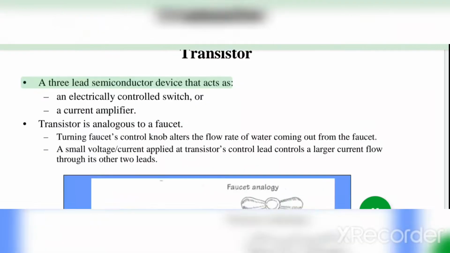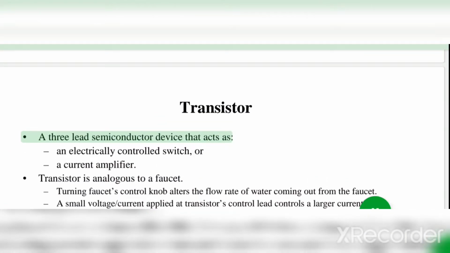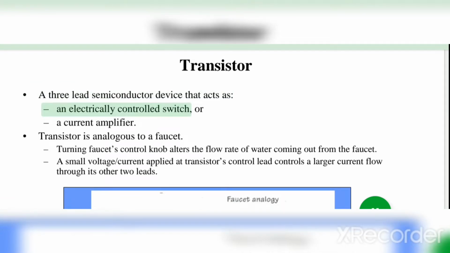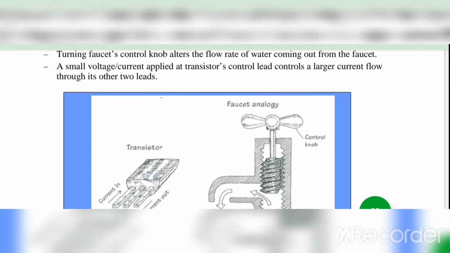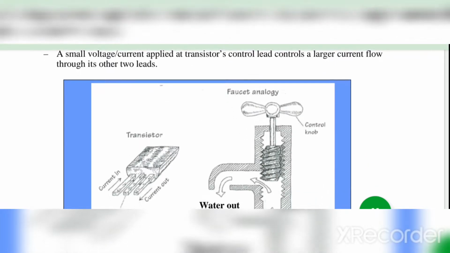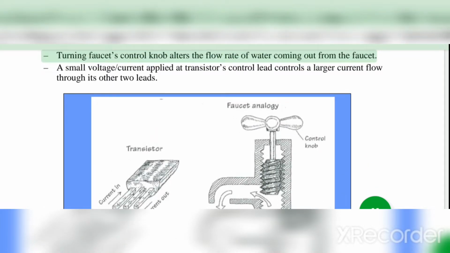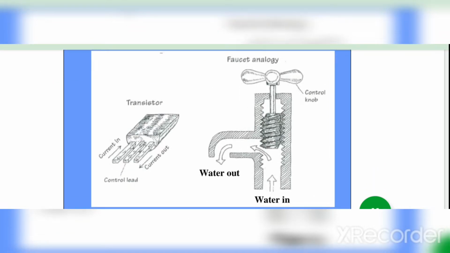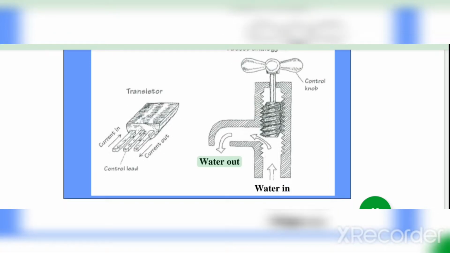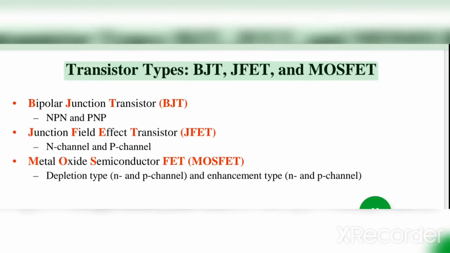1/RCF, load. Transistor. A 3-lead semiconductor device that acts as an electrically controlled switch or a current amplifier. A transistor is analogous to a faucet. Turning the faucet's control knob alters the flow rate of water coming out of the faucet. A small voltage or current applied at the transistor's control lead controls a larger current flow through its other two leads. Water in, water out.